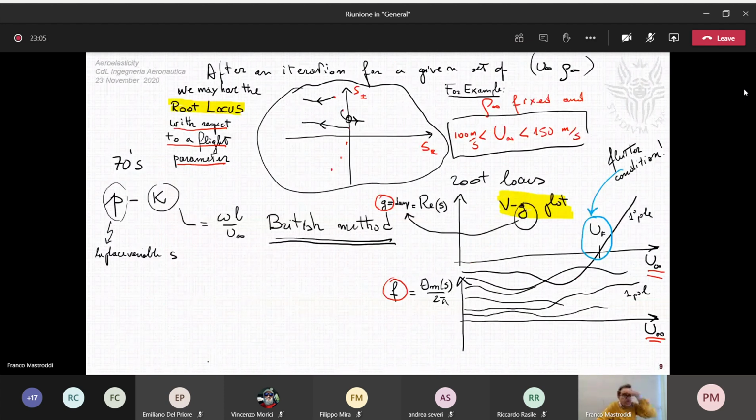And so this is a way for evaluating the root locus. For example, if you freeze the density and the Mach number, you can vary the velocity U infinite, and then we may have a root locus with respect to U. Another typical representation of the poles, besides this standard root locus representation here, is the classic VG plot.